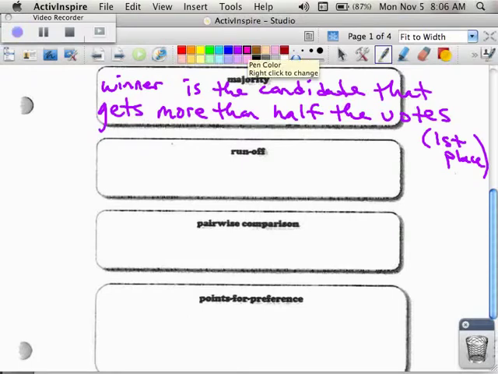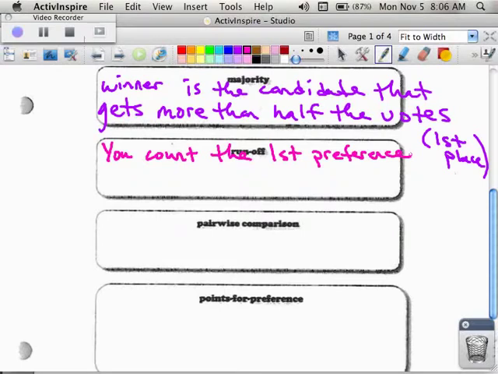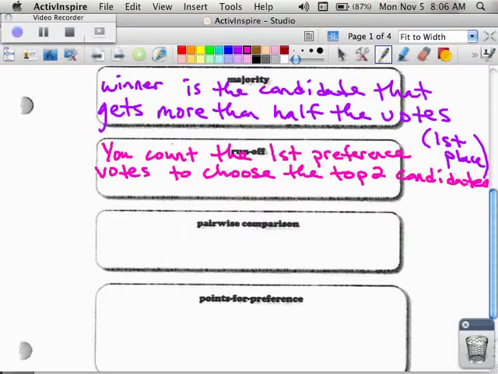A runoff is when you count the first preference votes to choose the top 2 candidates. Then you vote on just those two to get a winner.